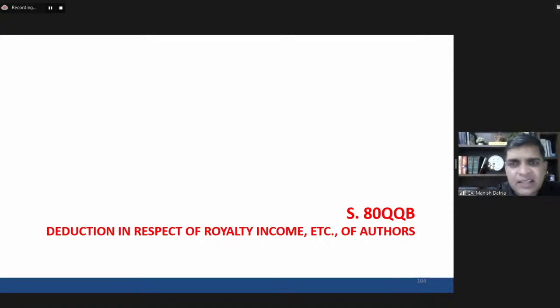Now, with respect to this income-based deduction, we come to the next two sections, which are applicable again only to individuals: 80QQB and 80RRB. One specific type of income, and for that specific type of income, the exemption is available under 80QQB and the next section 80RRB. Some issues are common in both the sections, so we can have a simplified understanding of both the sections together. First is 80QQB, deduction in respect of royalty income of authors.